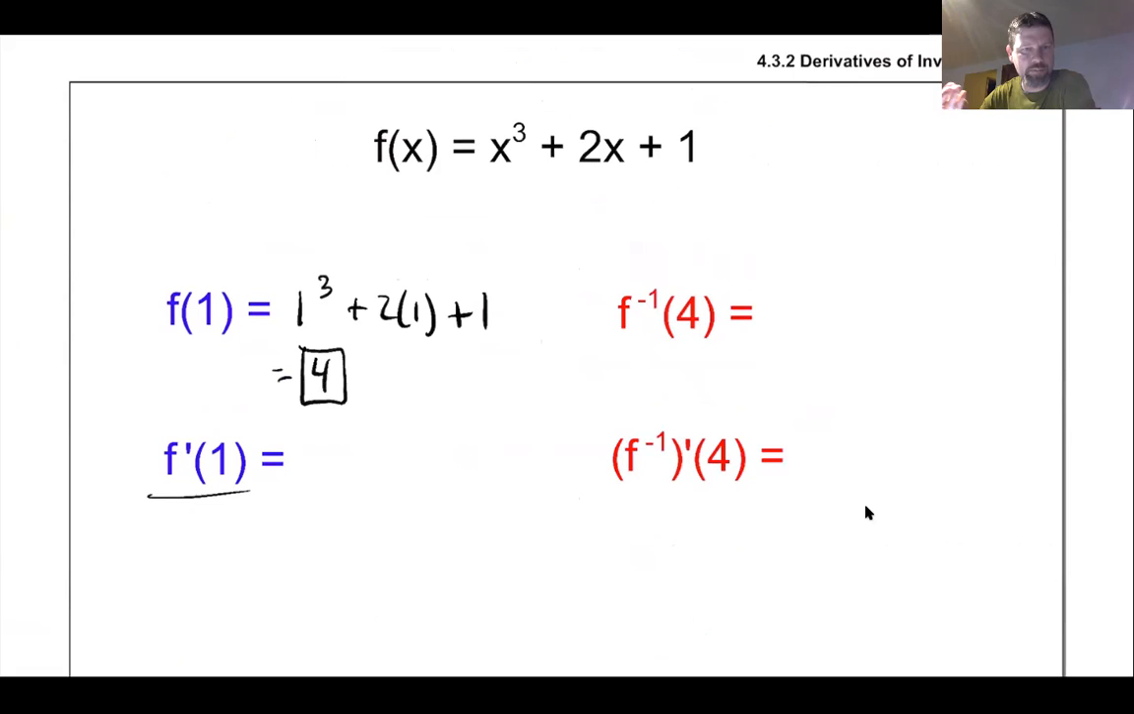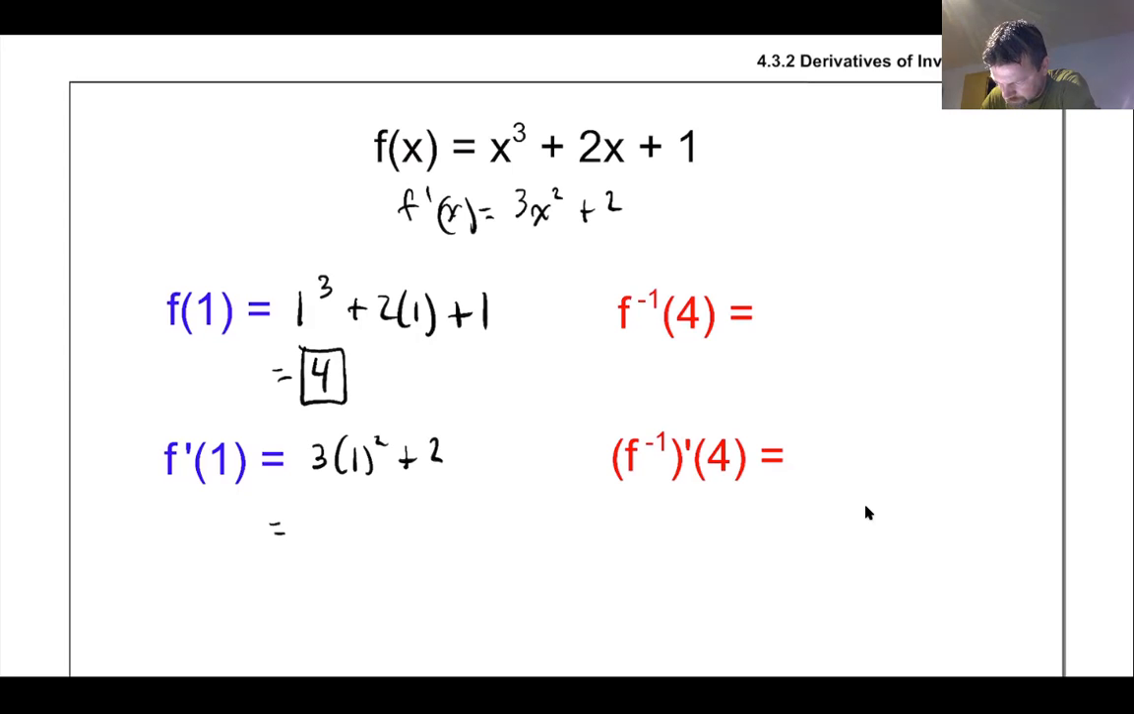f prime of 1, I need to plug 1 into the derivative. So f prime of x would be 3x squared plus 2. Plugging a 1 into that would be 3 times 1 squared plus 2, which is 5.